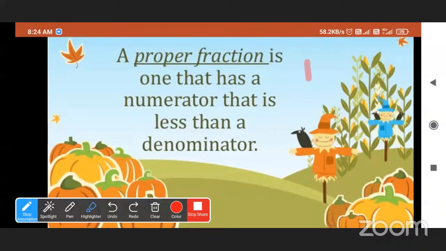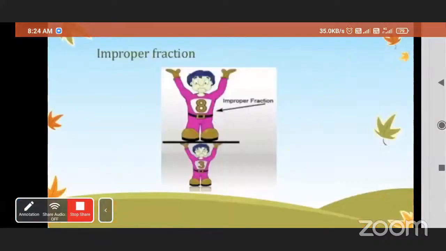Okay. So 1 upon 3. Then we can say 5 upon 7. 5 upon 7. So these are examples of proper fractions. Good. 6 upon 8 also.